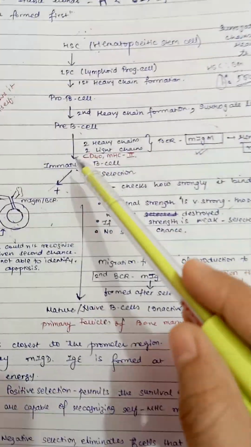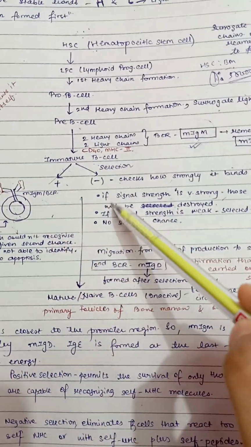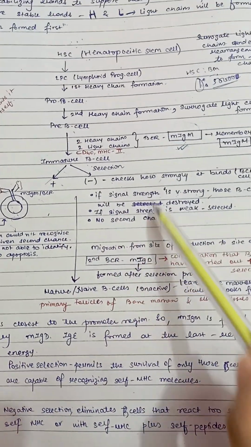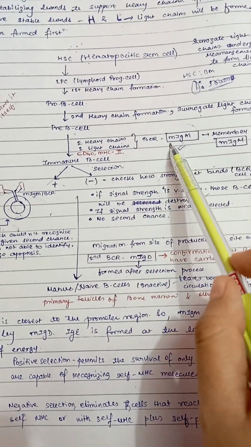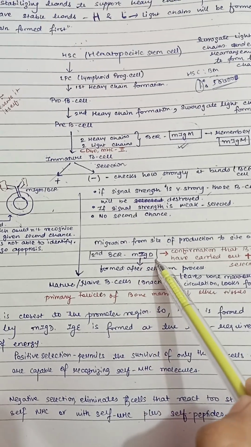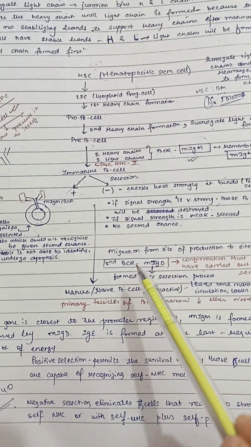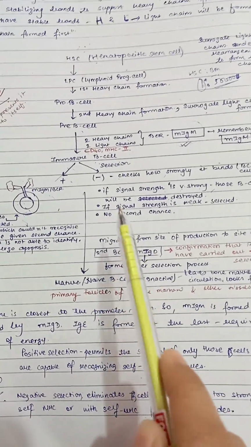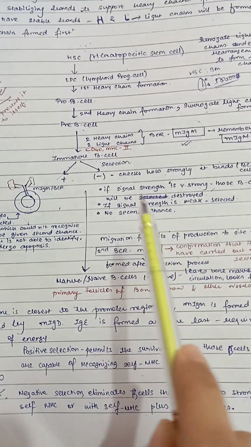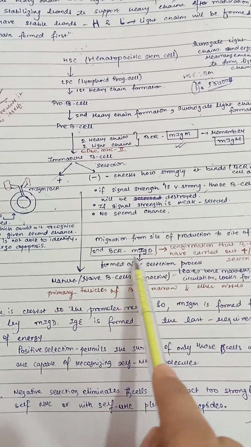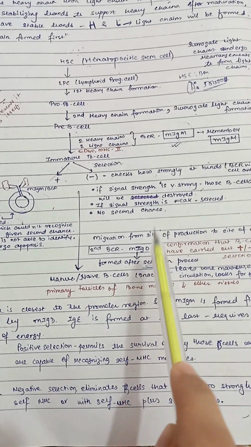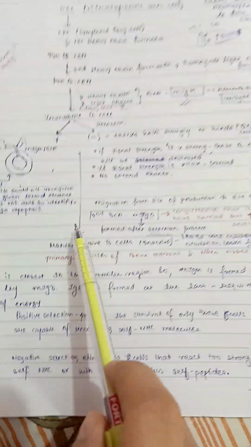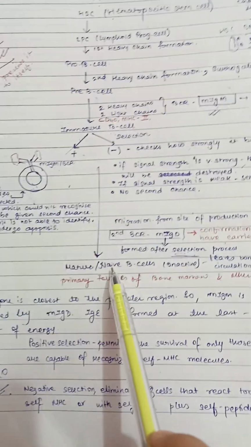So this is the selection procedure which will go on. After that, the second BCR will be formed. The first BCR was MIGM, and now MIGD will form. After this formation, we are confirmed that positive and negative selection has already been carried out, and this is formed only after the selection process, not before. So now we have our mature or naive B cells.